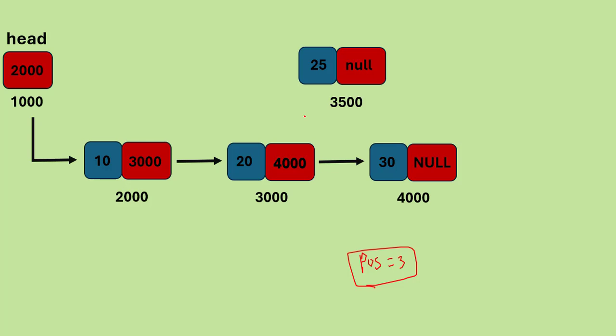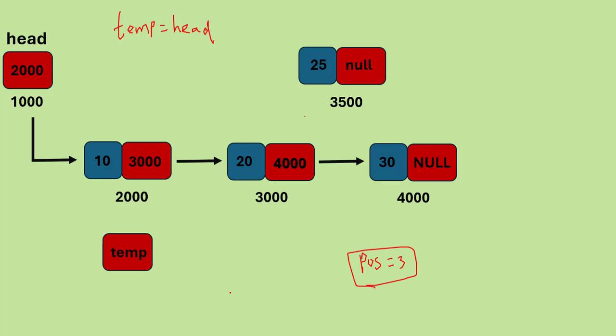So I'll be taking an object called temp and initializing it with the value of head. So temp is equal to head. Head contains the address of the first node, that is 2000. Temp is also going to point to the memory location 2000. Now with the help of temp, I'll traverse the linked list and reach the second position.